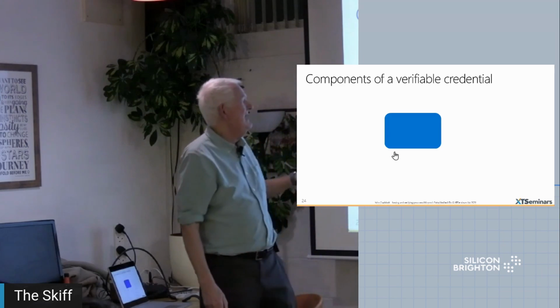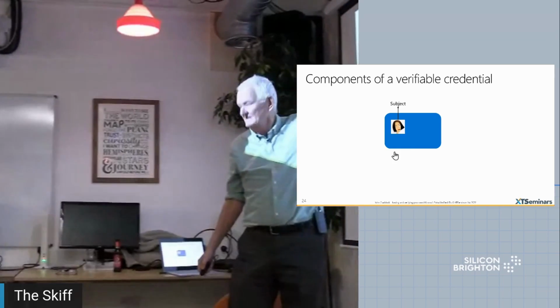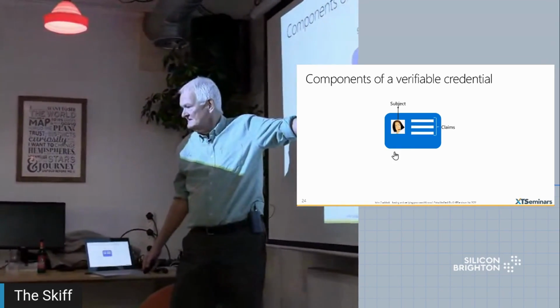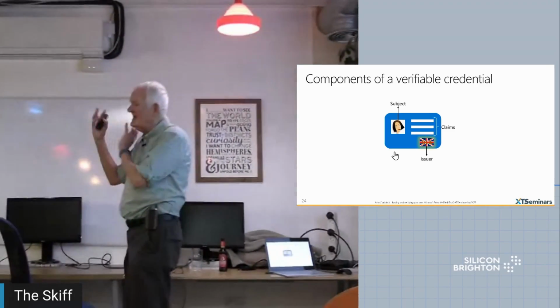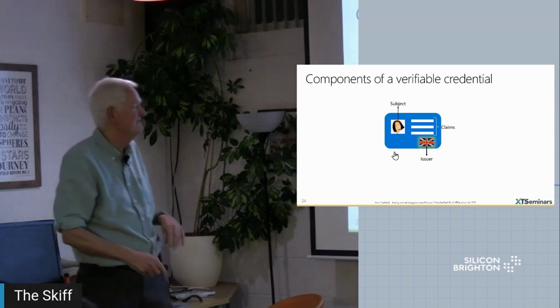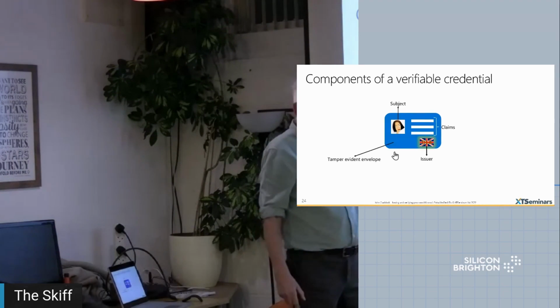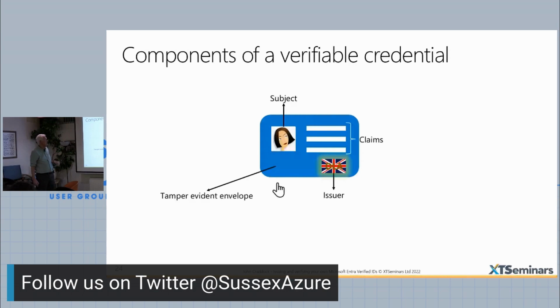And if you look at the components of that, what you have is the subject, you have the claims, you have the issuer, who has basically checked out this subject and said, yeah, this subject is allowed to drive, because we've got the examiner's report that says this person's allowed to drive. And then what we need to do is push it into a tamper-proof envelope of some kind, so it's tamper evident, and take that digital. So that's our aim.